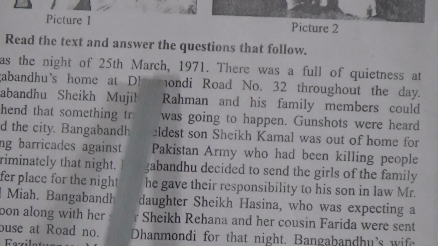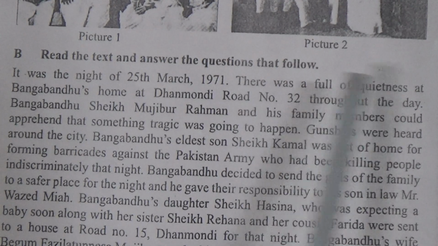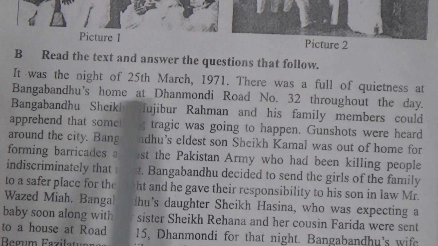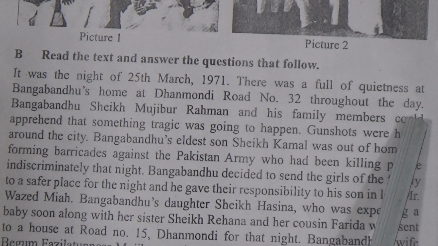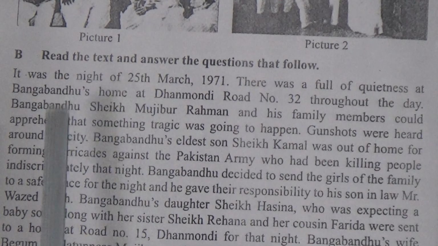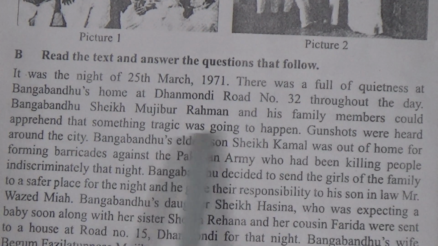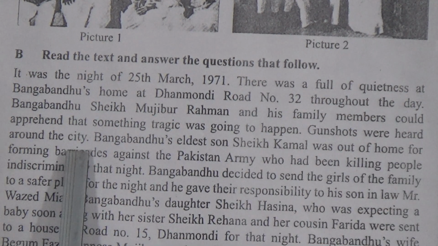It was the night of 25th March 1971. There was a quietness at Bangabandhu's home at Dhanmondi Road number 32 throughout the day. Bangabandhu Sheikh Mujibur Rahman and his family members could apprehend that something tragic was going to happen. Gunshots were heard around the city.